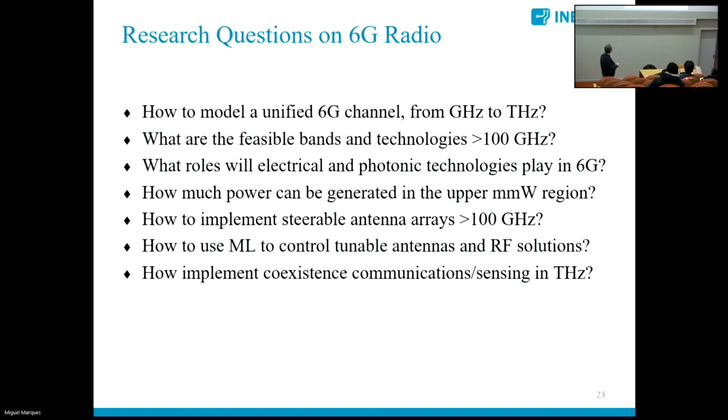Models for channels. What are the best bands for communication above 100 gigahertz? What is the difference between electronics and photonics, since frequencies are advancing and are starting to be close to photonics? How much power can be generated? How to control the direction of radiation of the antennas?